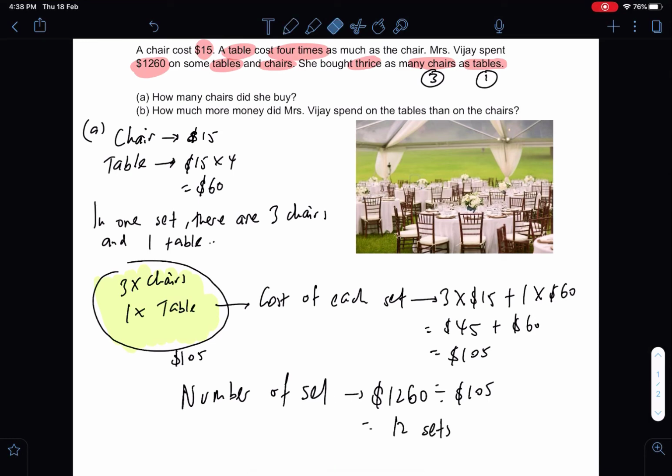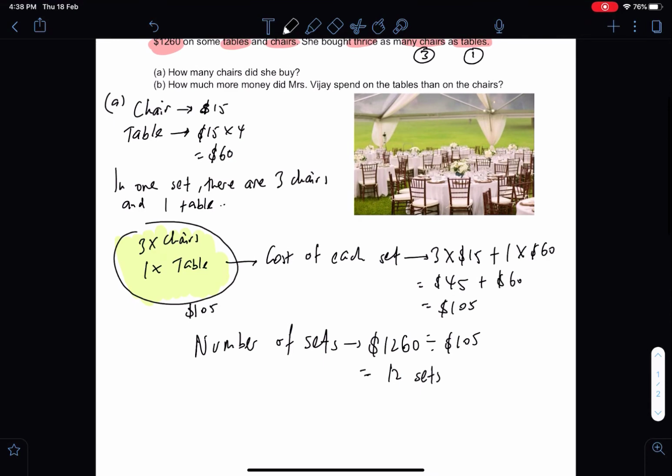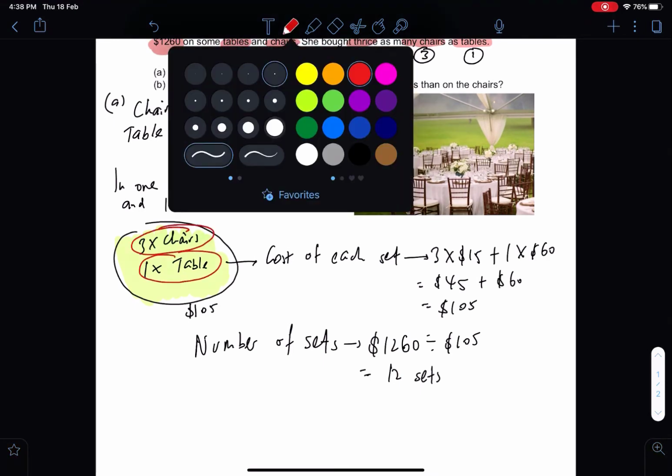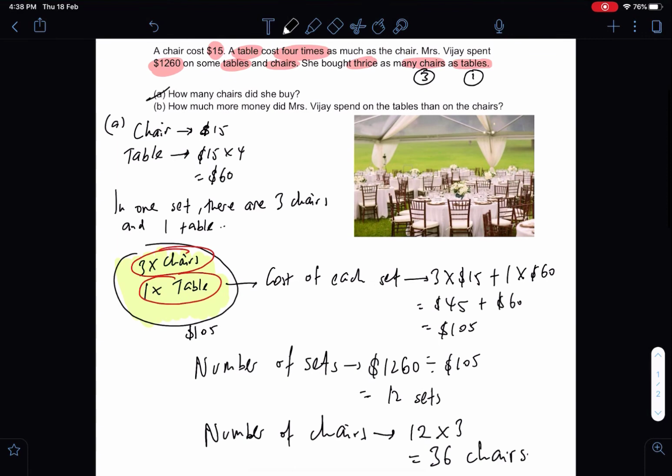Let me write this down properly. So 12 sets of this furniture. At least now we know that. How many chairs did she buy in one set, my friends? In one set there are 3 chairs, 1 table. I want to know how many chairs in total. Number of chairs will be 12 times 3, which is going to be 36 chairs, which is our final answer for part A.